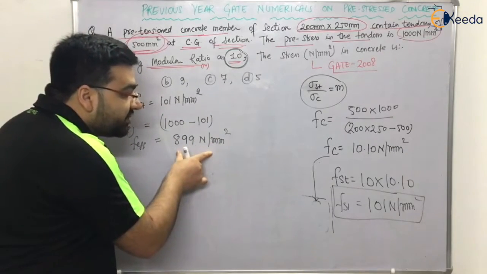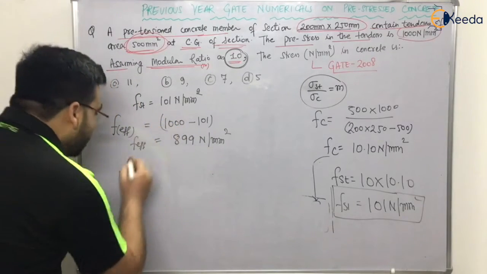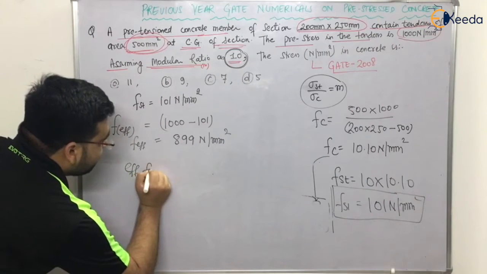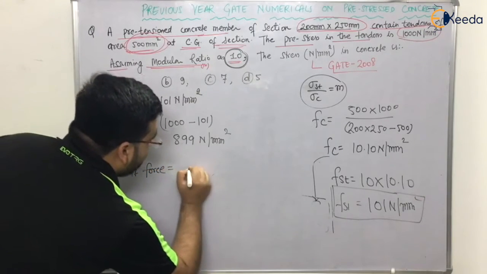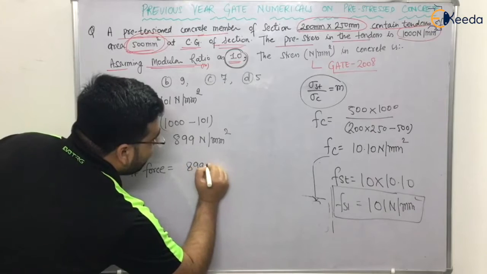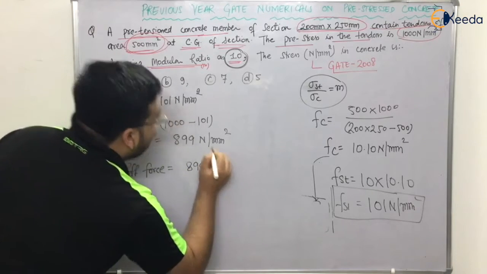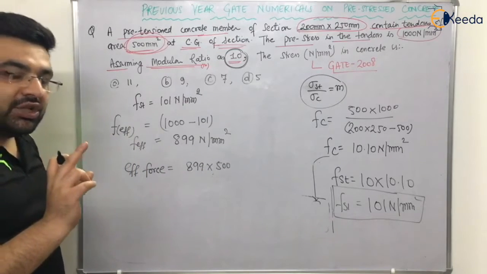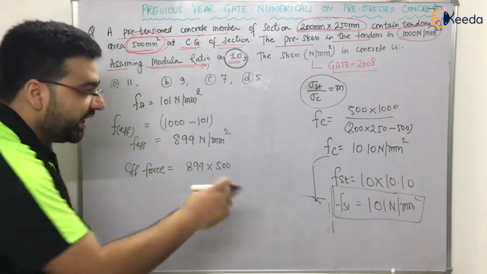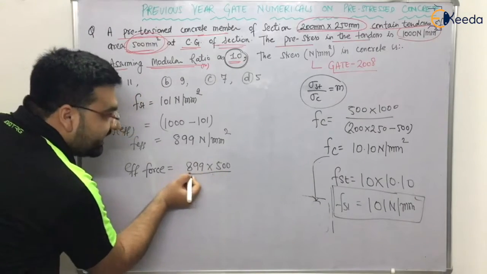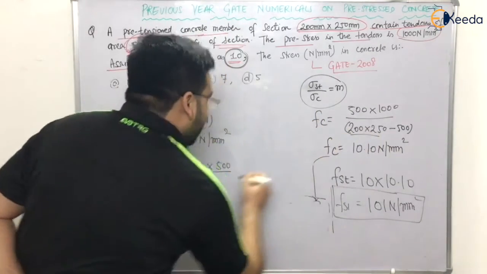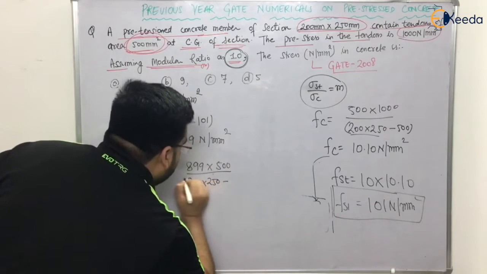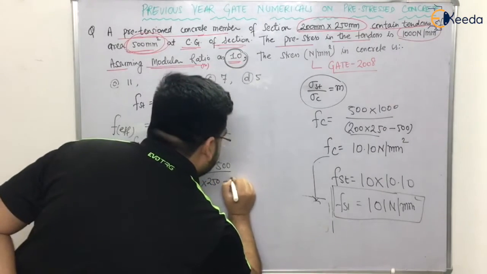This is the effective stress, right? What would be the force? The effective force would be equal to 899 into the area of tendons, that is 500 mm square. Clear? Now this is the effective force. So what will be the stress in concrete due to this effective force? It is divided by the area of concrete. Simple. That is 200 into 250 minus 500.